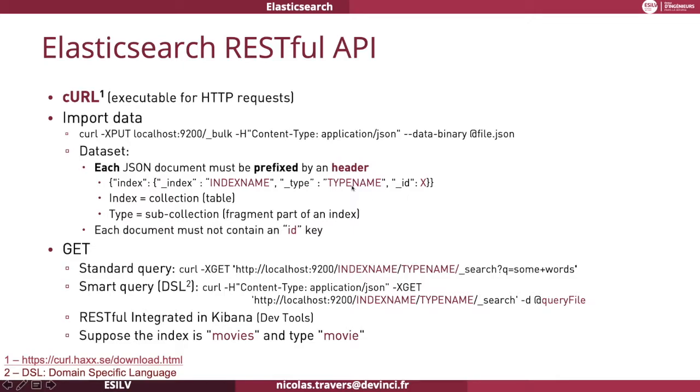So you can find that it's a kind of fragment of your index, your collection, which can be separated into different versions. So you can query your index directly, or you can query your type directly if you need to be more precise in a sub-collection. And each document must be prefixed with the identifier. So if you have this in the identifier, you must not have the ID inside the document.